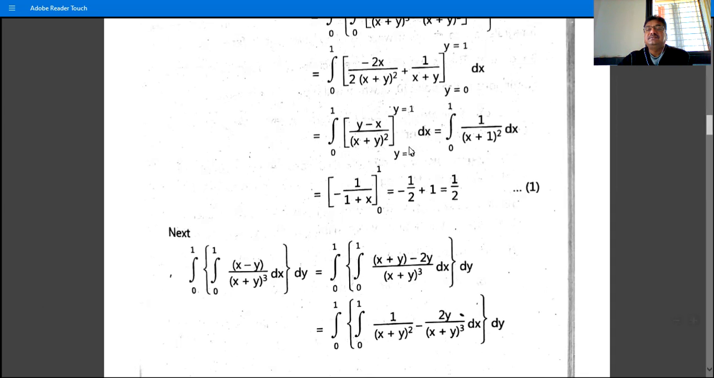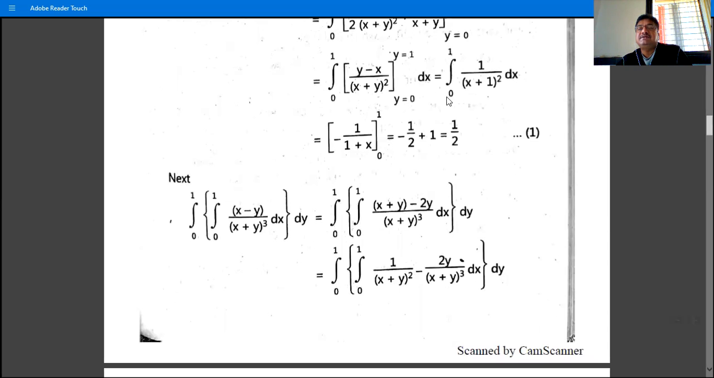And if we substitute y as 0, then we have minus x divided by x square, that is 1 by x minus 1 by x, minus plus 1 by x, and then take the LCM as x into (x plus 1) square, and then we have this answer. So value at the upper limit minus value at the lower limit, and its calculation is this. And then its integration is what? Minus 1 by 1 plus x.